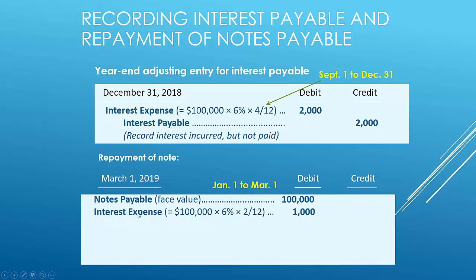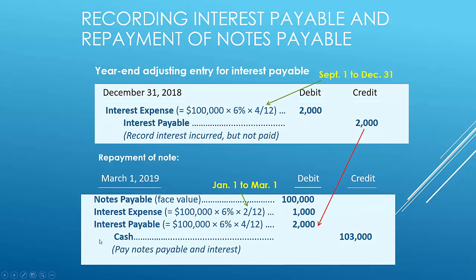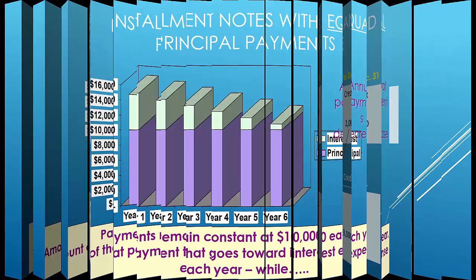So that's the expense for interest in 2019. And then they take the interest that they put into a payable account back in 2018, and they're going to decrease that because, wait for it, now they're going to pay Bank of America back. So they're going to pay them $103,000, which represents the $100,000 that they borrowed plus $3,000 in interest. So I want you to pay attention to this slide, and you may have to revisit this so that you really understand what's going on here.